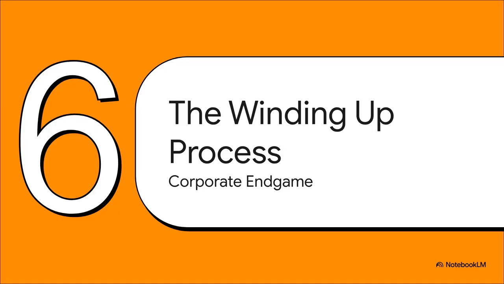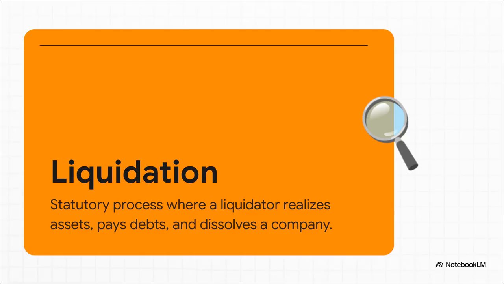And here we are at the endgame. Section 6, the winding up process. Question 5, Part A, hits you with a quick 4-mark definition. Explain the concept of liquidation or winding up. Your answer. It is the strict legal and statutory process of dissolving a corporate entity. Remember, a company is a separate legal person. It doesn't just die of old age. You have to appoint a liquidator to realize or sell off the assets, pay the debts, and formally terminate the company's existence.